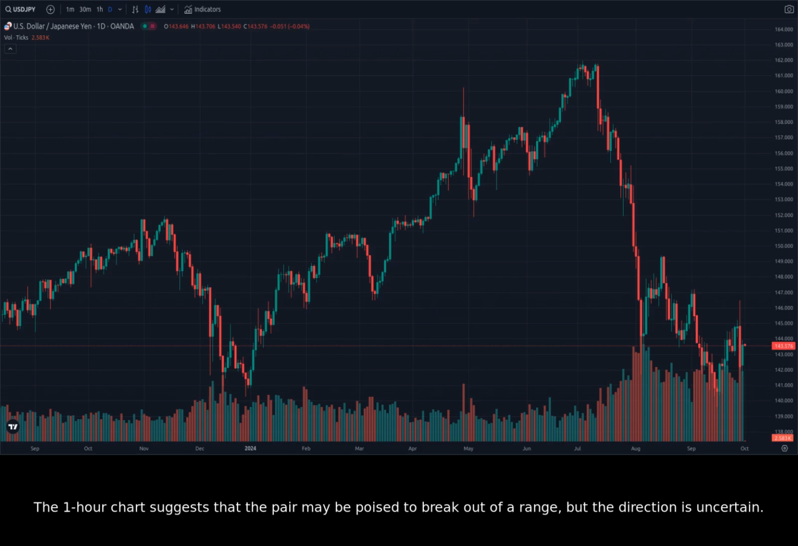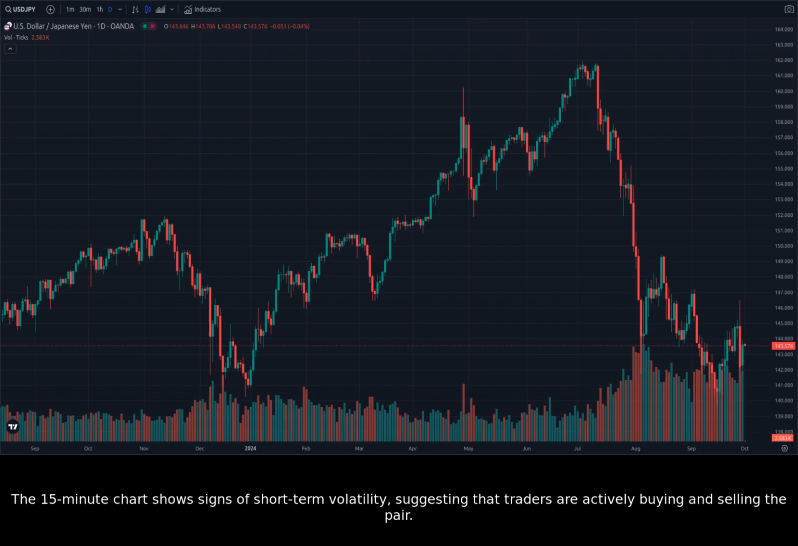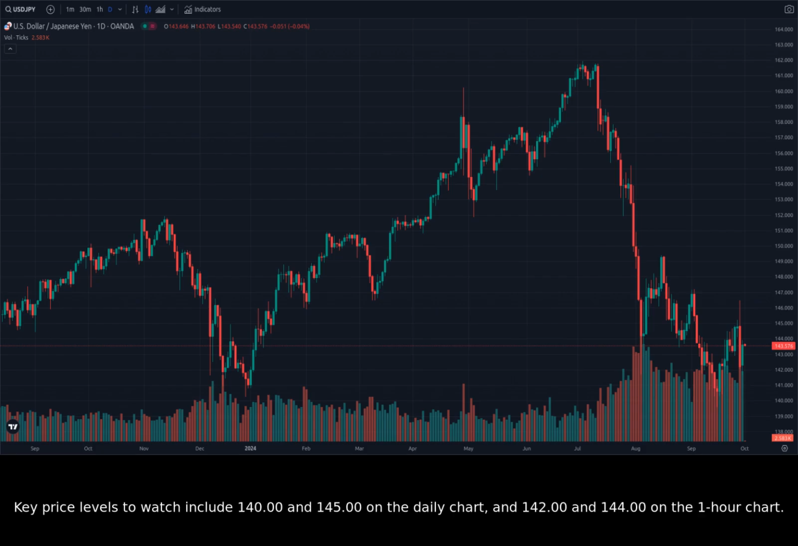The one-hour chart suggests that the pair may be poised to break out of a range, but the direction is uncertain. The 15-minute chart shows signs of short-term volatility, suggesting that traders are actively buying and selling the pair. Key price levels to watch include 140.00 and 145.00 on the daily chart, and 142.00 and 144.00 on the one-hour chart.